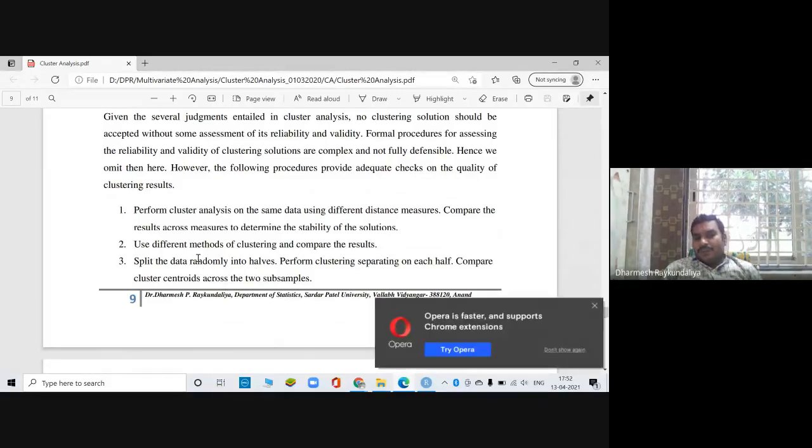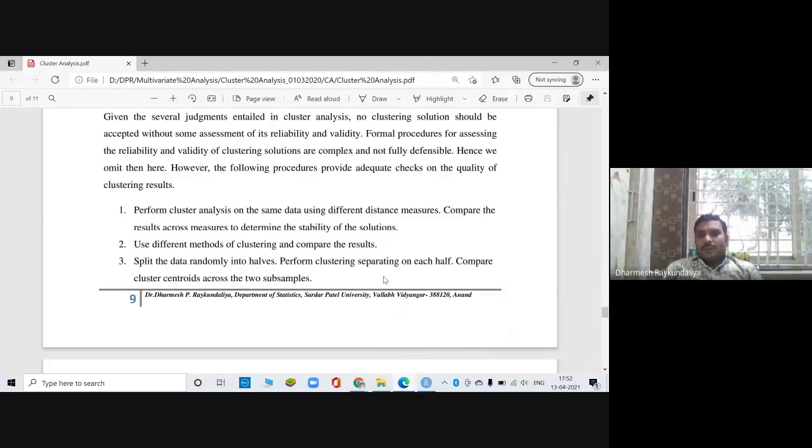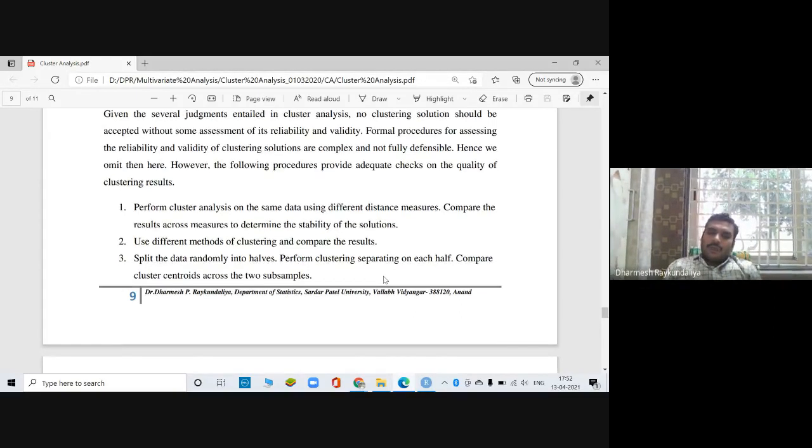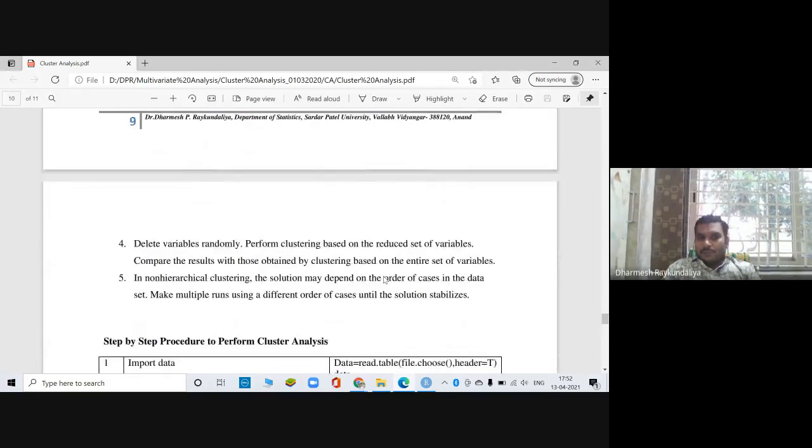Sometimes you can also split the data randomly into two parts and perform clustering on each half separately, and compare the cluster centroids across the two subsamples. Suppose you have 1,000 observations. Randomly you make a group of 500, and randomly another 500. In each 500 perform the clustering, find the centroid of the first group, then find the centroid of the second group, and see whether they are near or very far away from each other. In that way you can also identify whether the clustering is appropriate or not.